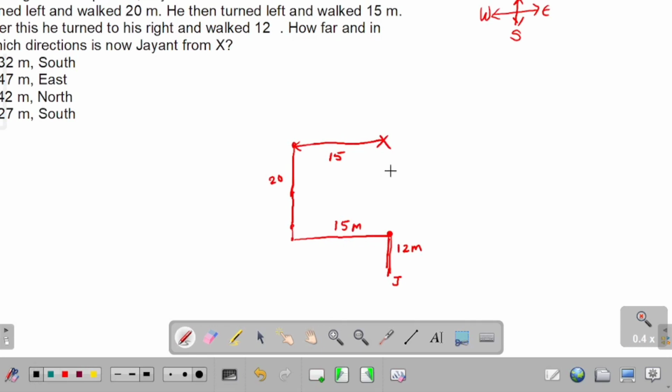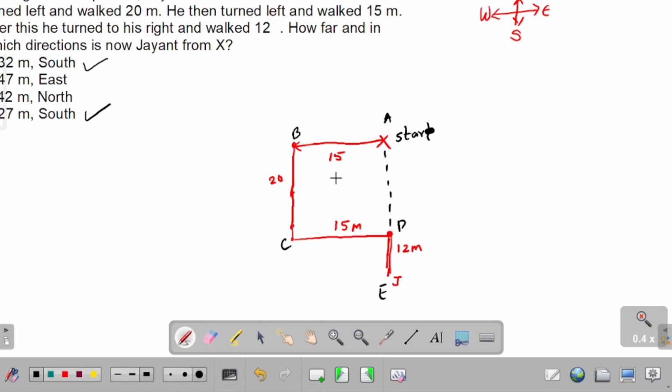So this is the starting position of Jayant. Now he is in which direction? He is in the south direction, so the answer should lie in the south. But he's asking how far he is from the starting position. So consider this is A, this is B, this is C, this is D, this is E. Now we can join like this.